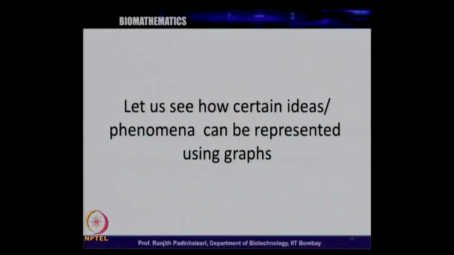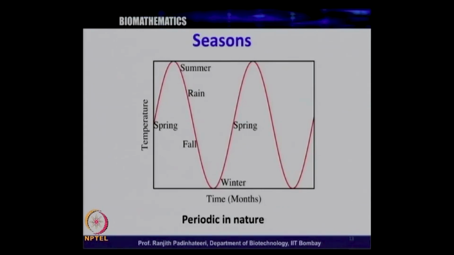So the next aim is, let us see some biological examples where a graph, a curve is used to represent some data or some phenomena. We will take about 5-6 examples, all related to biology or our day-to-day life, where we have some experiment or some phenomena going on, and this will be described using a curve. So let us go to the first example. The first example is seasons.